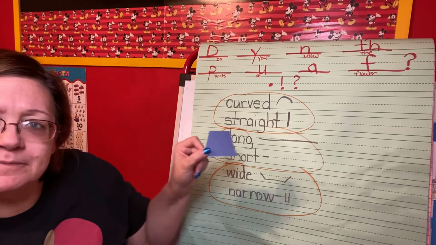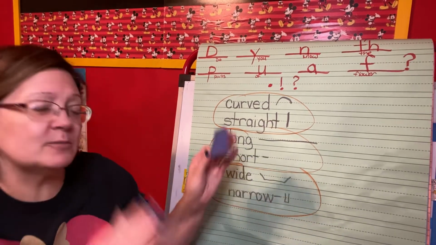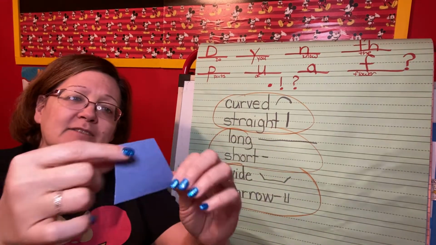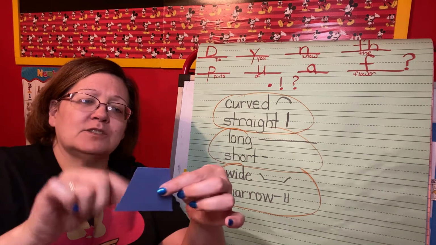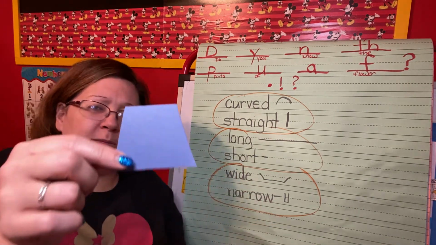Wide or narrow? This is more wide. It goes open. Yeah, very good. See, we could take it like this. This has 1, 2, 3, 4. 4 sides. You remember what it's called?